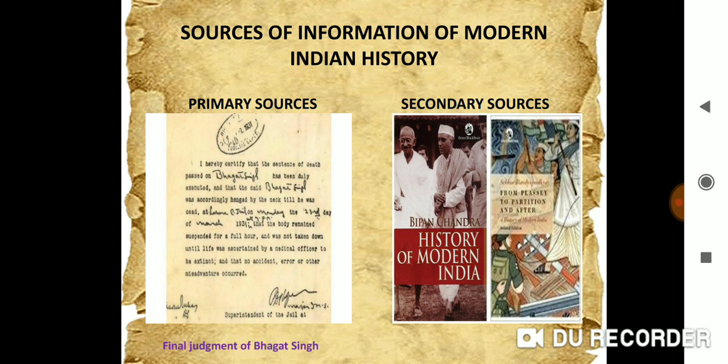Such sources are usually created during or very close to the time. This is a very important line, bold this line. Such sources are usually created during or very close to the time of the events they report on. So these are the basic features of a primary source.